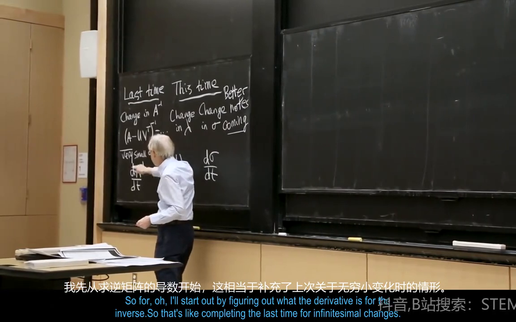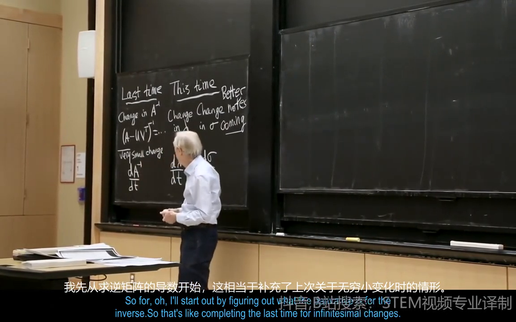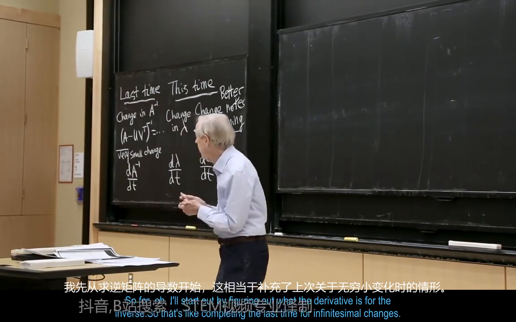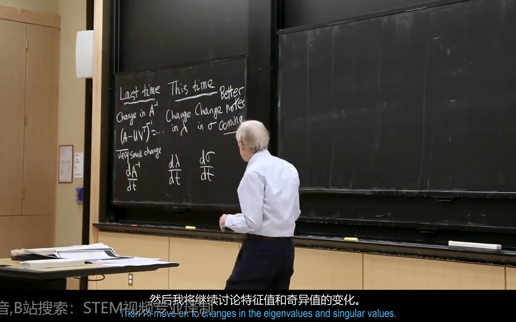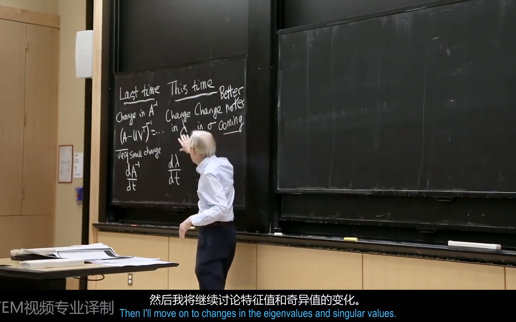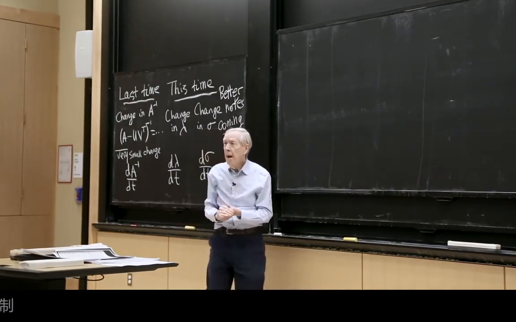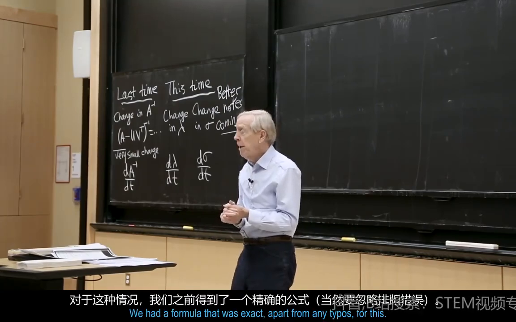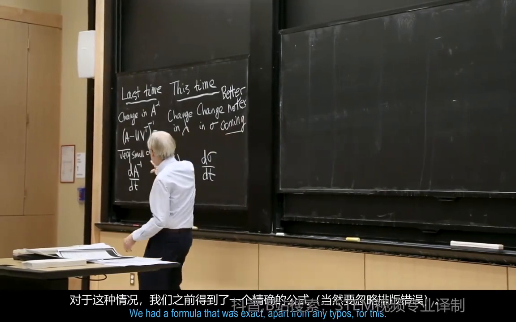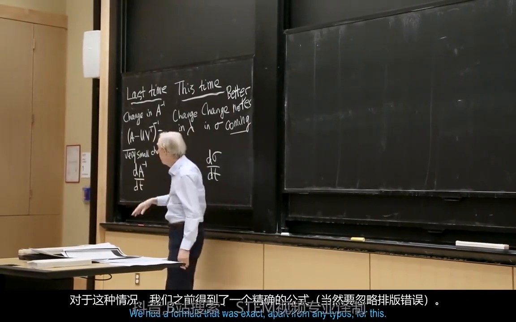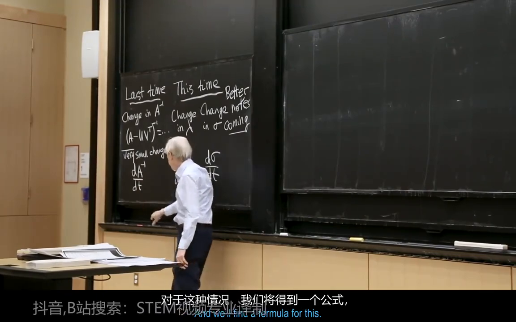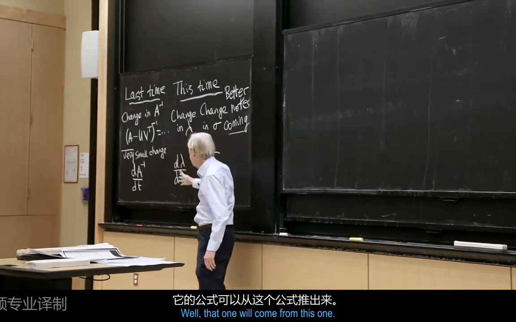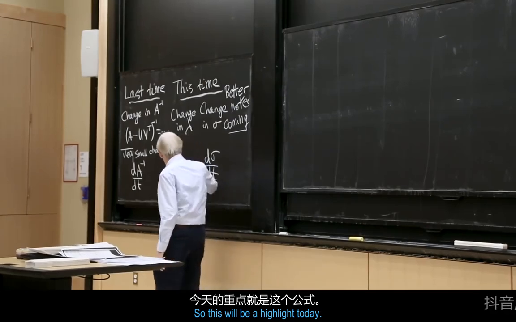I'll start out by figuring out what the derivative is for the inverse. So that's like completing the last time for infinitesimal changes. Then I'll move on to changes in the eigenvalues and singular values. We had a formula that was exact apart from any typos for this, and we'll find a formula for this, and for that and for that. Well, that one will come from this one. So this will be a highlight today.